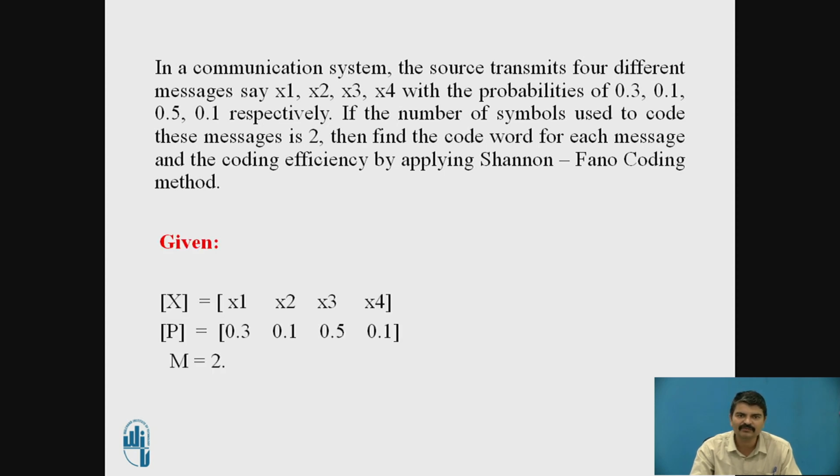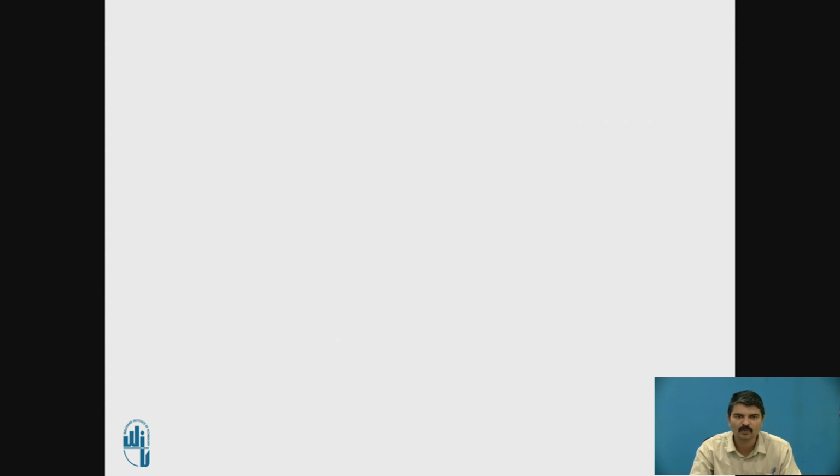So with the help of what is given, you will get a clear-cut idea about exactly which kind of method we have to apply. Here 4 messages are given, represented from x1 to x4, along with their probabilities. And as we have written, the number of symbols used to code the messages is 2, that is, m is equal to 2.